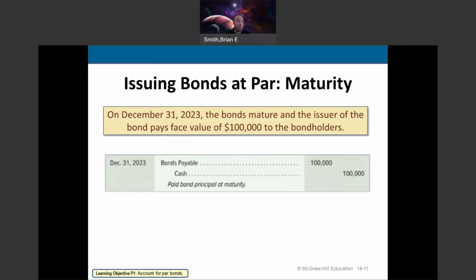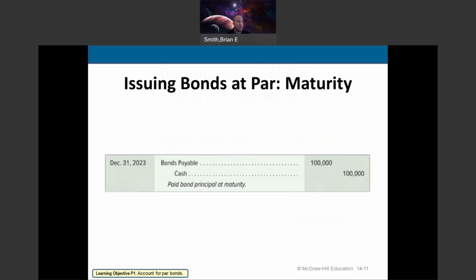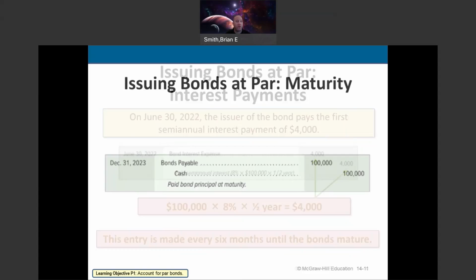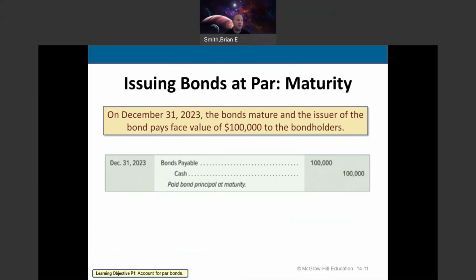So when the maturity time hits on December 31st, 2023, what this doesn't reflect is that we have to still make our final interest payment. So on December 31st, 2023, we'll make the final $4,000 interest payment, and then we're going to pay back the bonds there at 100,000.